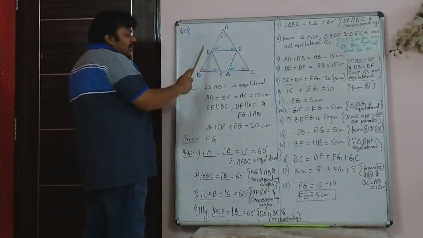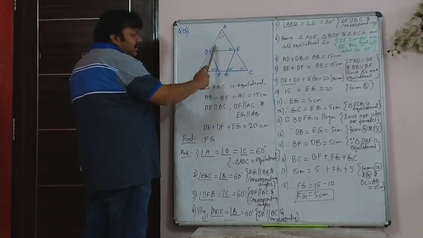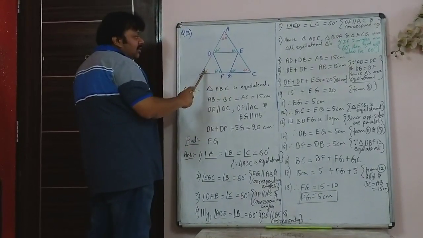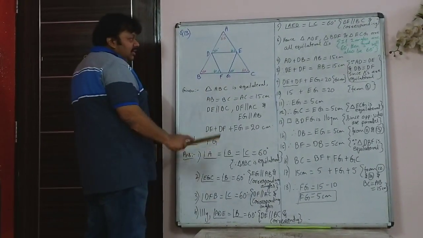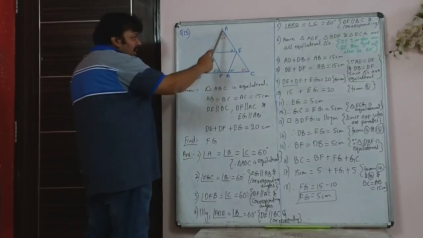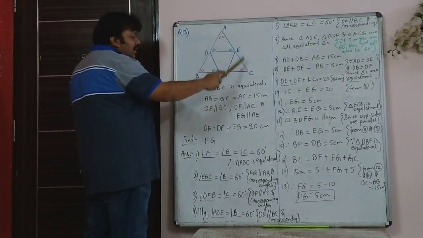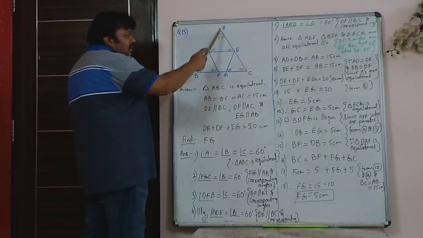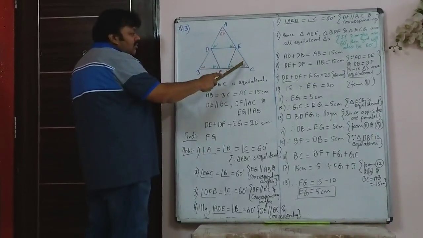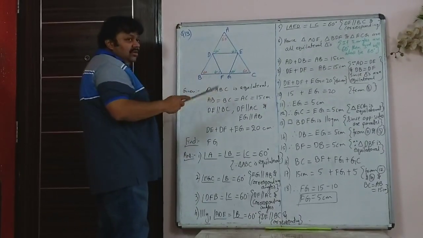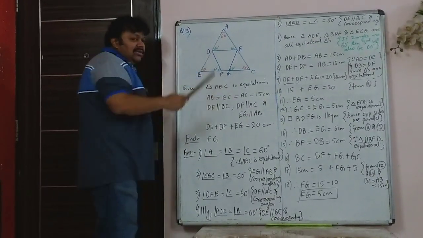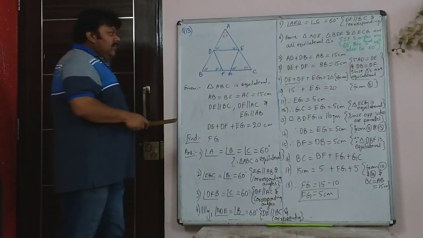Why? See, now this line and this line are parallel, so these both are corresponding angles. Angle ADE and angle ABC are corresponding. Similarly, angle AED and angle ACB, these two angles, they are also corresponding angles. Already those marked in red are 60 because it is given ABC is equilateral.